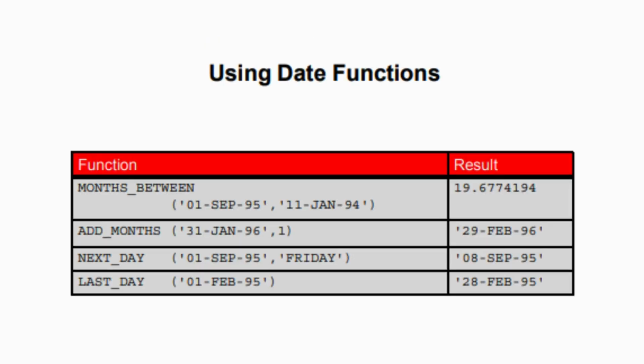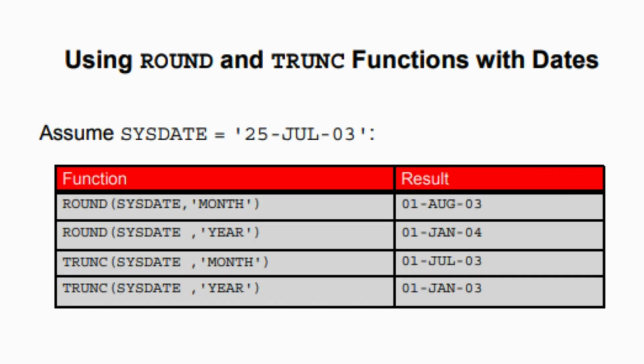In the example in the slide, the ADD_MONTHS function adds 1 month to the supplied date value, the 31st of January 96, and returns the 29th of February 96. The function recognizes the year 1996 as a leap year and, therefore, returns the last day of the February month. If you change the input date value to the 31st of January 95, the function returns the 28th of February 95.